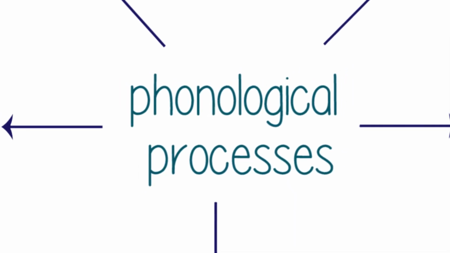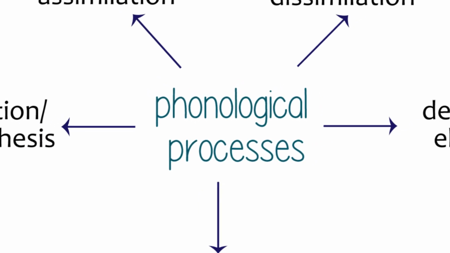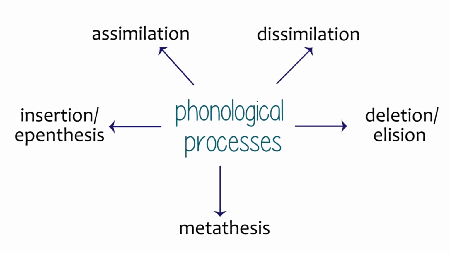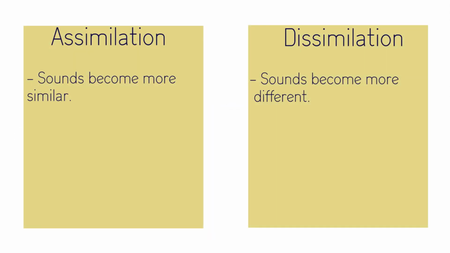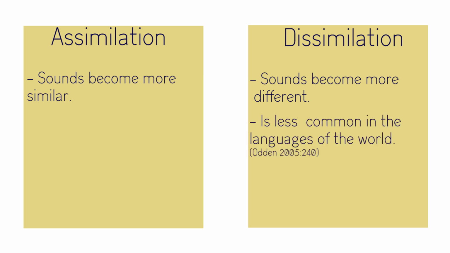We already introduced the concept of phonological processes. The most common phonological process is assimilation, but today I'm going to talk about dissimilation. Assimilation is becoming more similar. Dissimilation is becoming less similar. Dissimilation is less common than assimilation in the languages of the world.